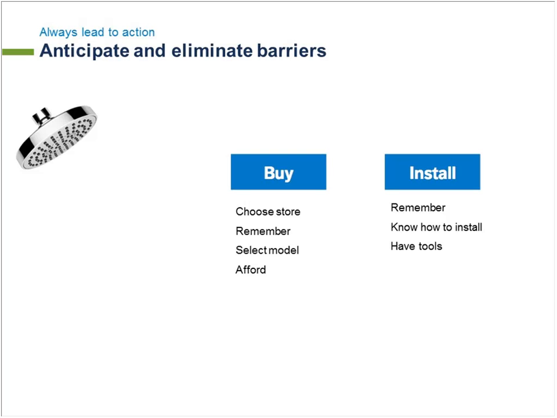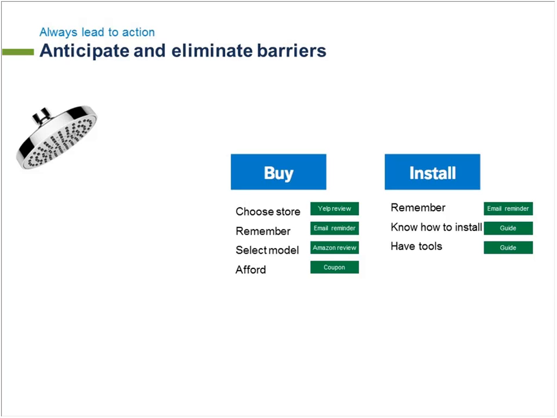To buy a shower head, someone has to figure out which store to go to and remember to go to the store. Once they're at the store, there's a whole shelf full of shower heads. They need to select the particular model and they need to be able to afford it. Once they've bought it, they need to bring it home. They need to remember to install it, know how to install it, and have the tools to install it. All of these subtasks are potential drop-off points that will prevent the person from completing the action.